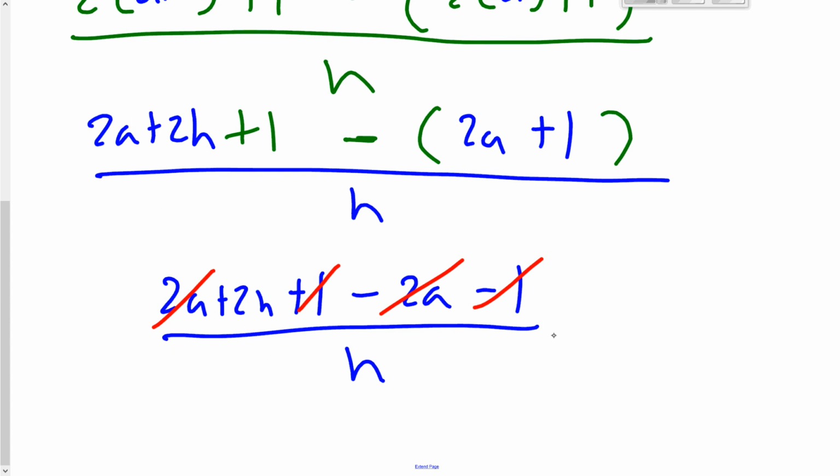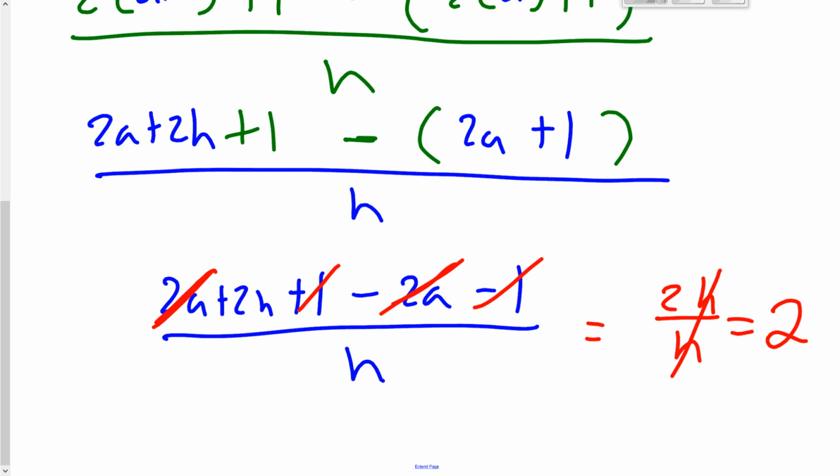So I get this reduced to 2h over h, and then the h's cancel. So I get left with 2. So the difference quotient for this function is 2. And that will always happen. Everything that doesn't have an h is going to cancel, right? So if you're left with something that still has an a, then you messed up somewhere.